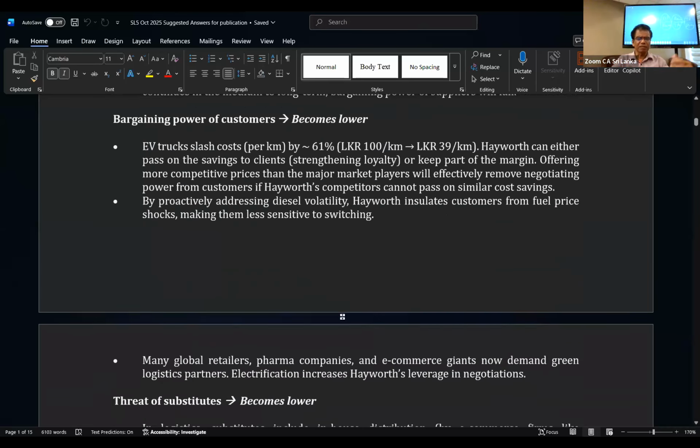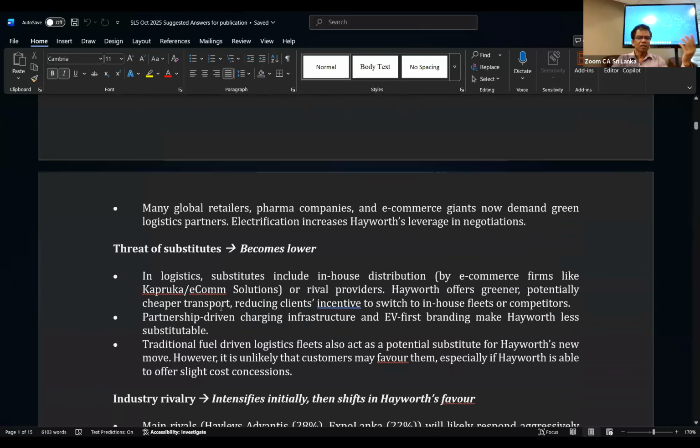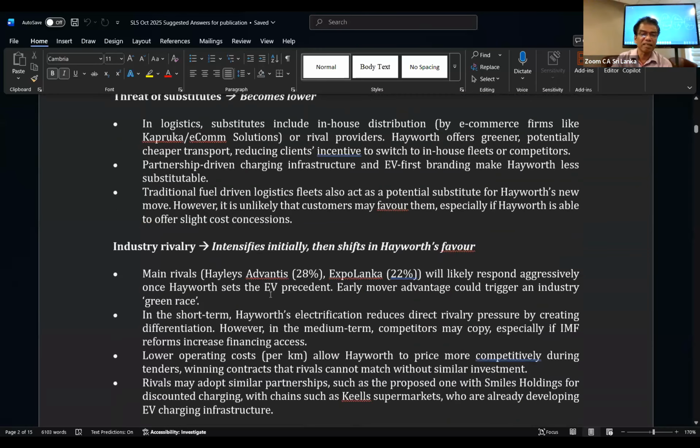Customer doesn't have a say, right? This is low power. The threat of substitutes becomes low because you can't find them immediately, so it becomes lower. So this is exactly industrial rivalry. It intensifies initially, and the shift may favor, so initially that will be there, and then later on it may be changing.